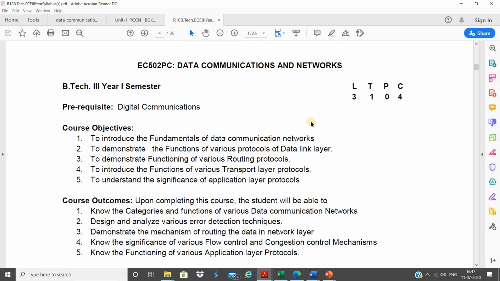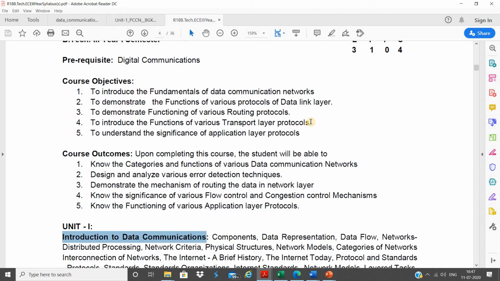After finishing this course, you will come to know the categories and functions of various data communication networks, and design and analyze various error detection techniques and error mechanisms. You will also be able to demonstrate the mechanism of routing data in the network layer, know the significance of various flow control and congestion control mechanisms, and know the function of various application layer protocols. These are the course outcomes. It means you can achieve this knowledge once you finish this entire course.